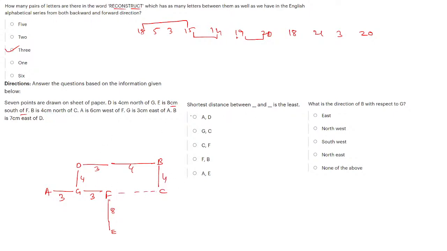So this is it. Now, check the questions here. Shortest distance between these points is the least. So A and D, 3 and 4, so this would be square root of 3 square plus 4 square, so this would be 5. G and C, this difference is 4. So this is 7. C and F, this is 4. F and B, this 4, this 4, so square root of 16 plus 16, 32, very close to 5.5, but slightly more than that. A and E, this is 8, this is 6, so this would be 10, right?